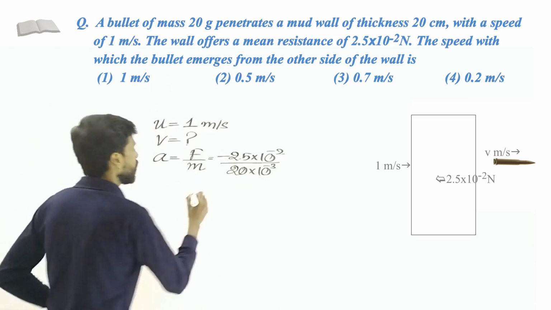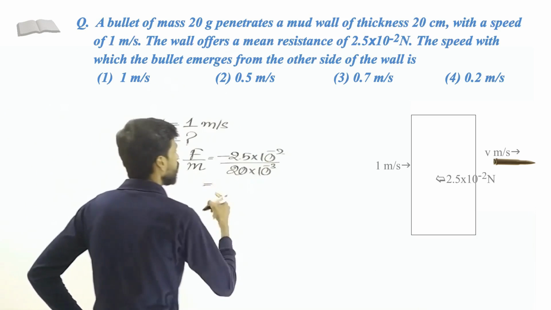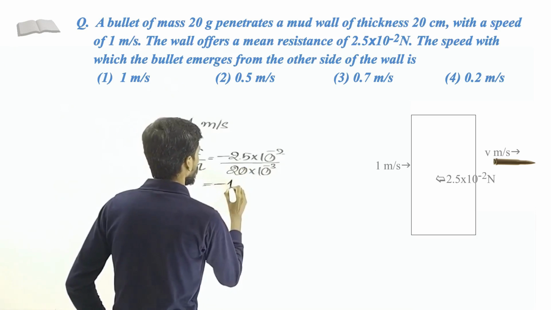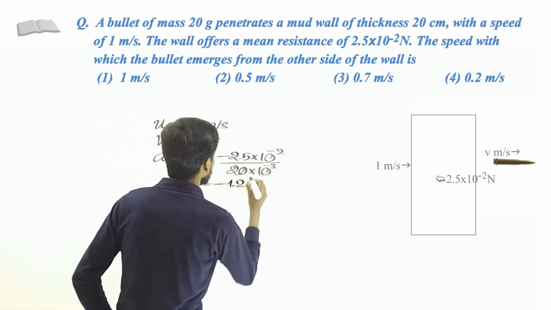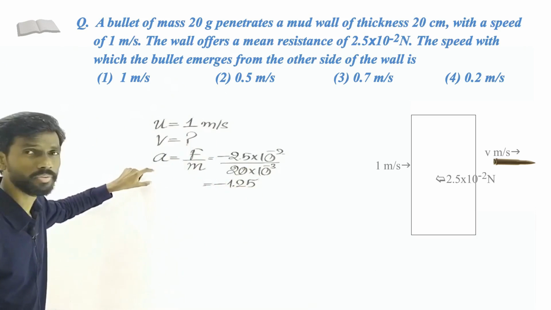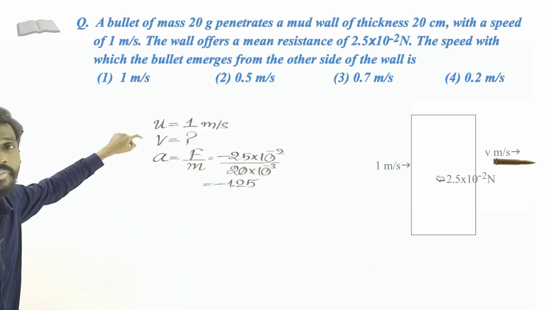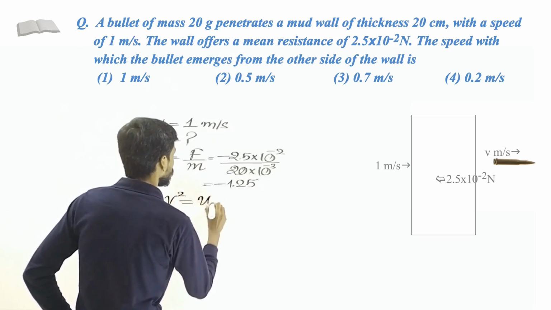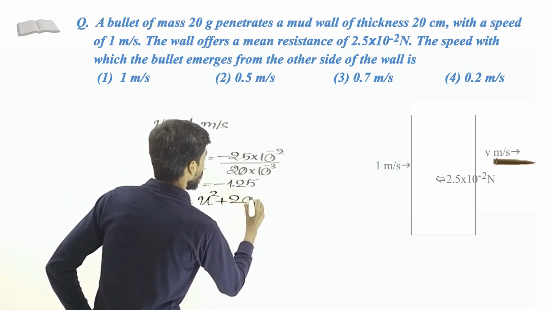Let us simplify this. So this is 25 divided by, okay, so this is minus 1.25. So this is the acceleration of the object. Now acceleration is found, so let us relate the initial and the final speed. What is the formula which relates these two? V squared equals U squared plus 2AS.